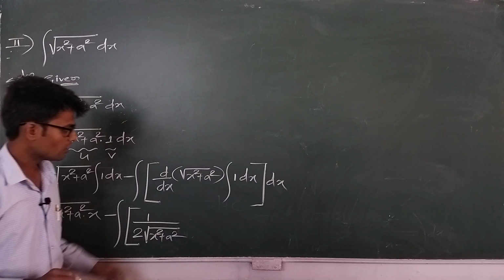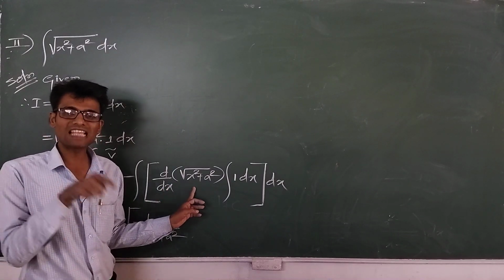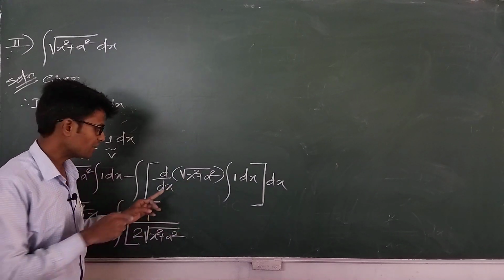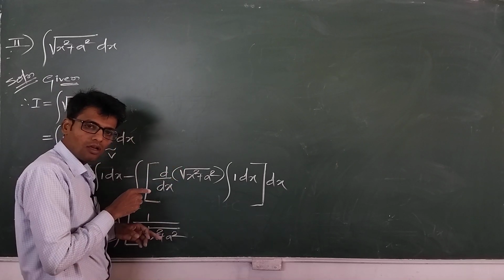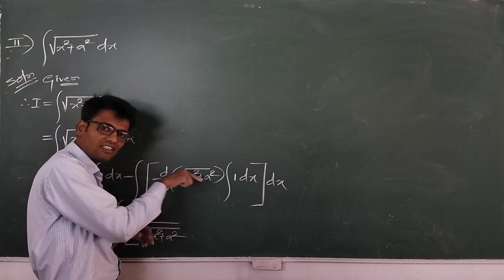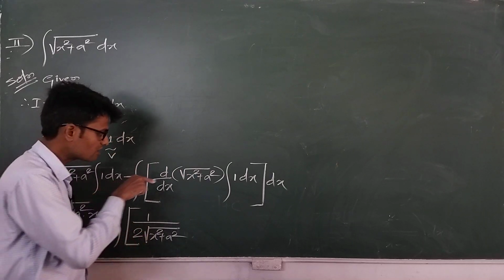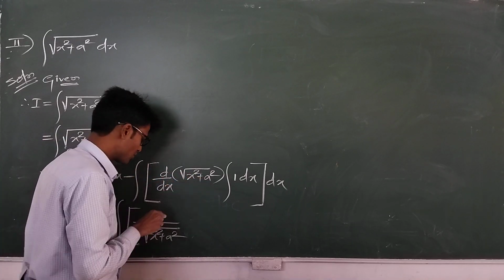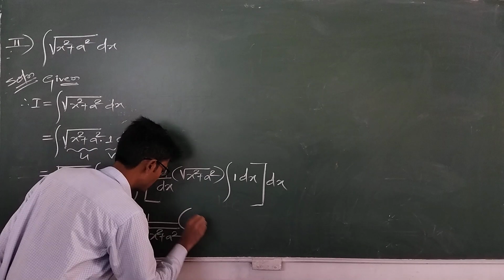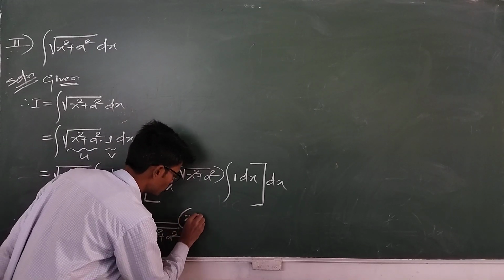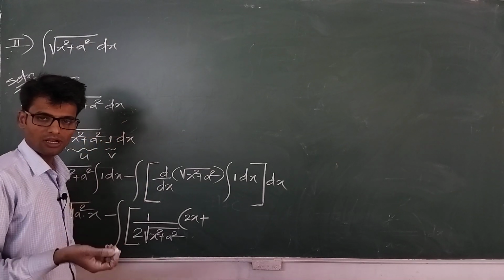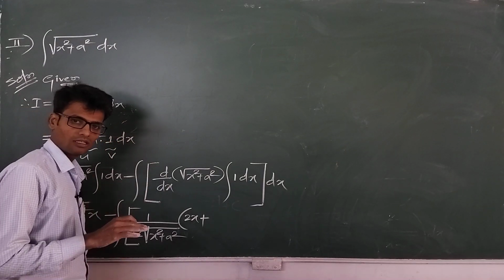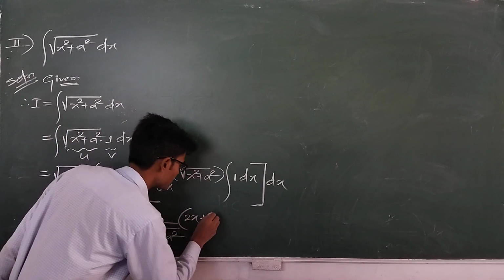Next, we differentiate the term which lies inside a square root. First, we differentiate the root, and after that, we differentiate the term inside the square root. Inside the square root we have x square plus a square. Differentiation of x square is 2x, plus a square is constant, so differentiation of a square is 0.